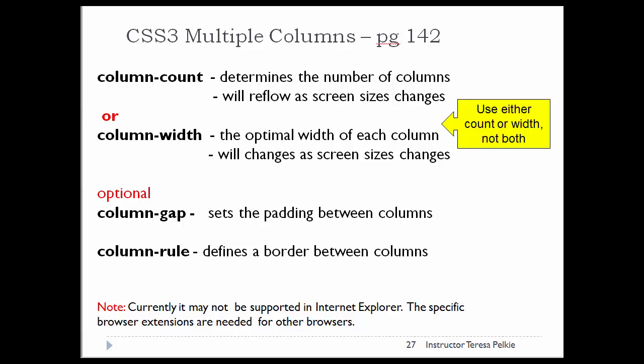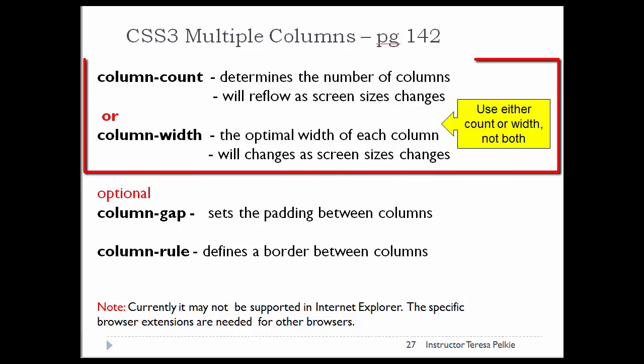How this works is we either have a column-count or a column-width property. If we use the column-count, for example, set it to 2, it would determine how many columns. And as the screen or the area got bigger and smaller, they would just reflow. So that is more of a percentage variable, which works very well because it is responsive in nature.